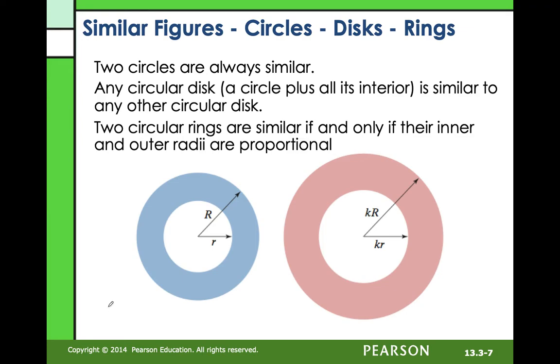Okay, and then last but not least, let's talk about circles, discs, and rings. So circles are always similar. So when you think about a circle, you're thinking about just that part right there. So really that line doesn't have any depth to it. It's as thin as can possibly be, but two circles will always be similar.